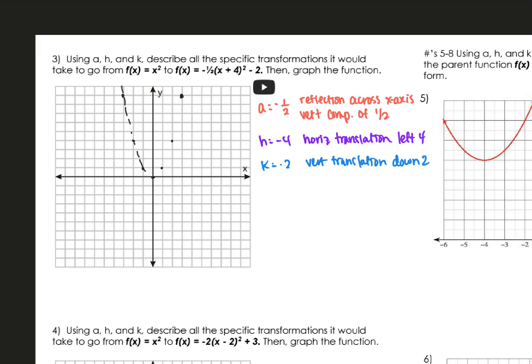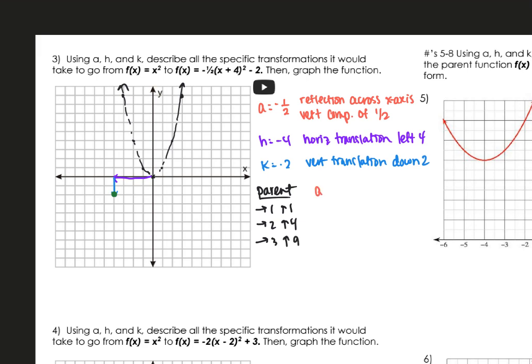We know my graph is going to be facing down, and it's going to be wider since there's a compression. So first, plotting my vertex, I'm going to go left 4, and I'm going to go down 2. So I have my vertex. And then with my parent function, over 1, up 1, over 2, up 4, over 3, up 9.